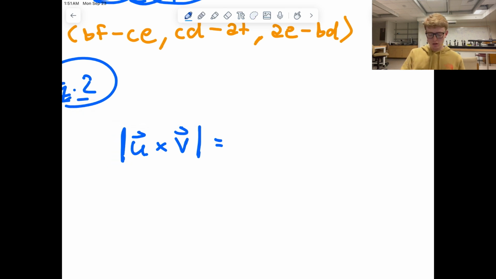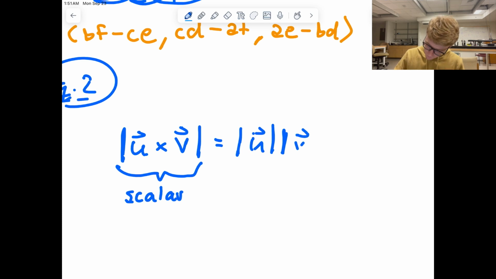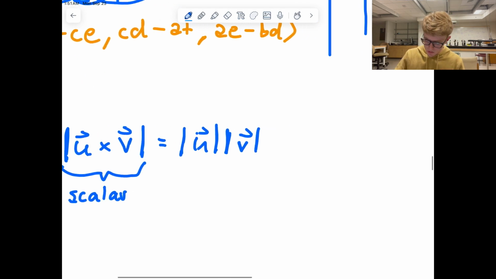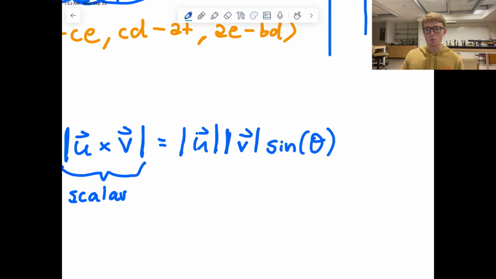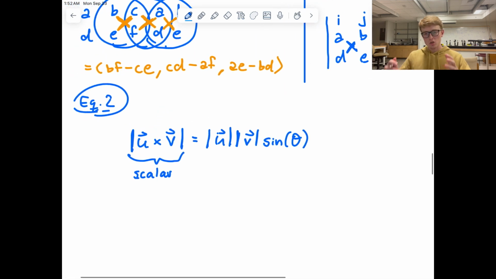But notice what I'm saying here is I'm saying the magnitude of the cross product, okay? So this whole thing is a scalar. This is just gonna be a number, what I'm writing right now. So this is equal to the magnitude of u times the magnitude of v times the sine of the angle between them, okay? So this is just another really important formula to remember. Remember, this is just telling us about the magnitude of the cross product of u and v. It's not telling us what that vector actually is, just the magnitude of that vector, okay? So just keep that in mind.